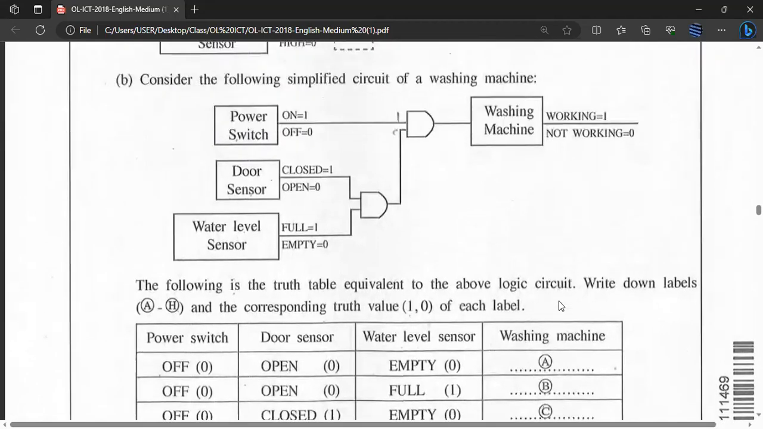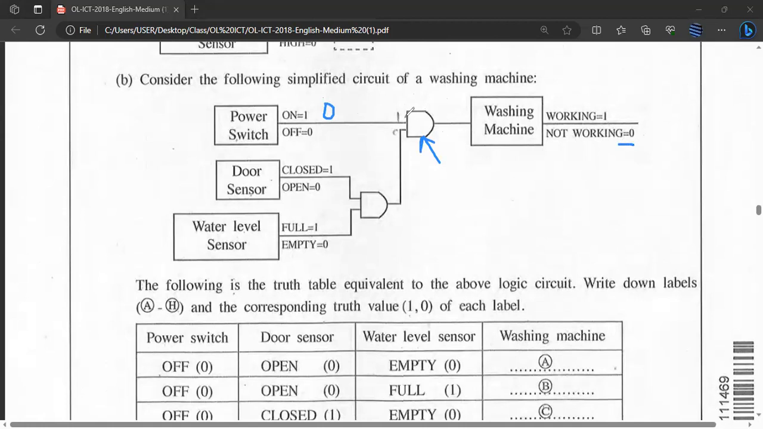So let us see. When you are doing these kinds of questions, here they have given the AND gate. So you must make sure that if the power switch is 0, we know that absolutely the washing machine also will not be working.